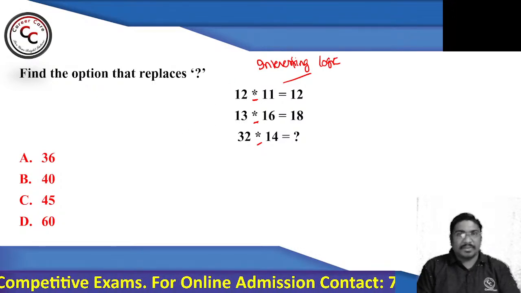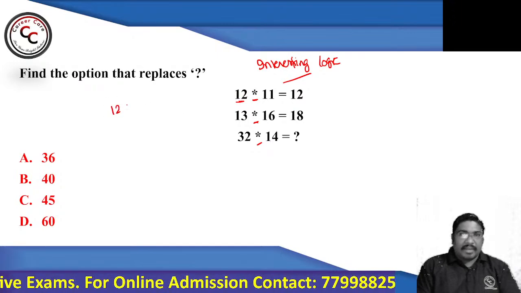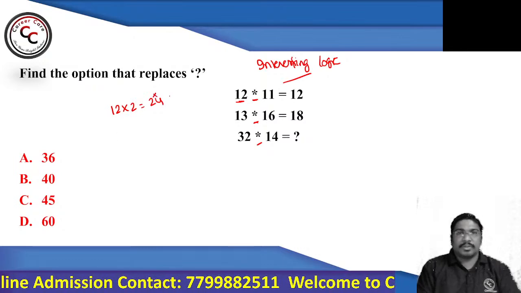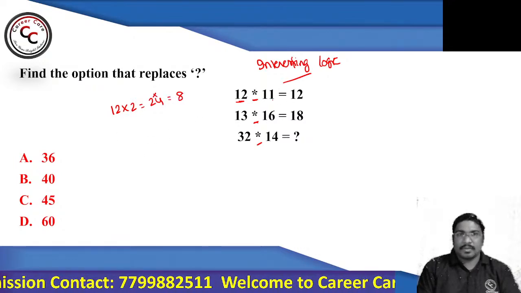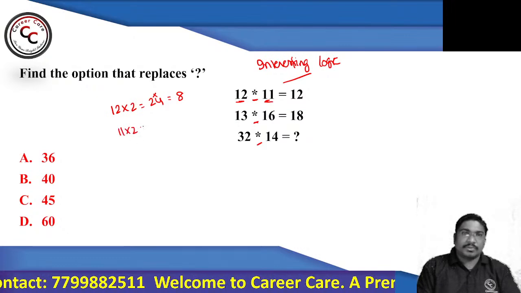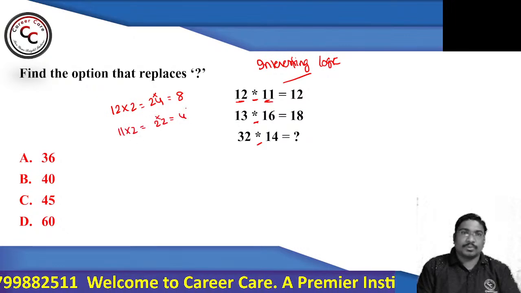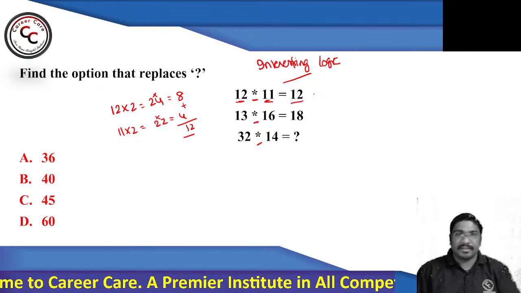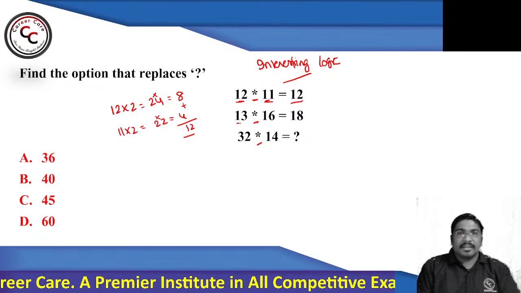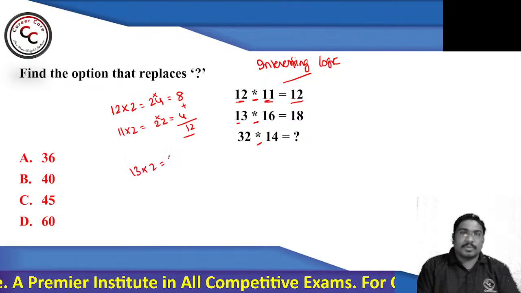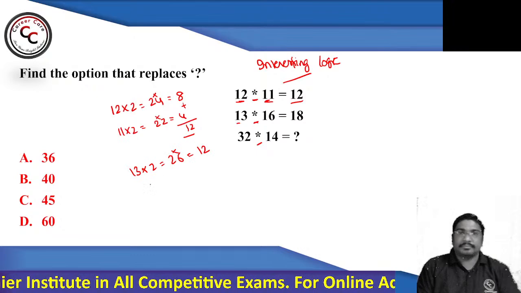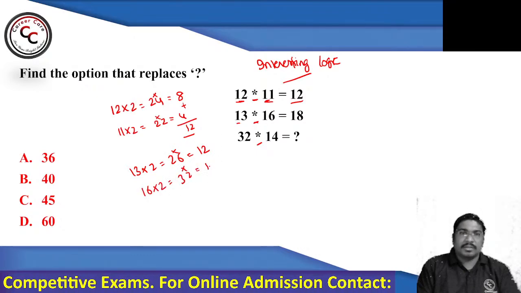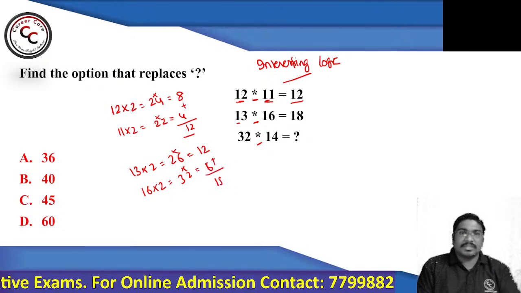Yeah. So I'll be telling you the logic. See, 12 into 2 is 24, 2 into 4 is 8. Similarly, 11 into 2 is 22, 2 into 2 is 4. 8 plus 4 is equal to 12. As I said, it is different. Similarly, 13 into 2 is 26, 2 6s are 12. Similarly, 16 into 2 is 32, 3 2s are 6. So 12 plus 6 is equal to how much? 18.